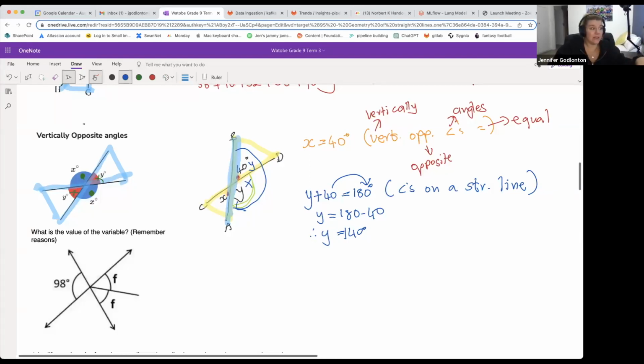You could absolutely have used the straight line of CD. The only reason I used the straight line of AB was because I knew that the 40 degrees was right. So if I'd made a mistake with X, then it would have gotten a bit messy. That's the only reason.